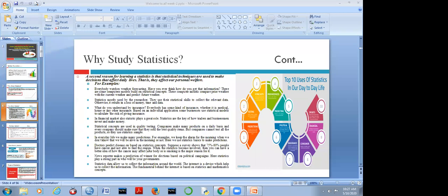News reporters, media organizations. Nowadays media is full of news. News reporters make a prediction of the winner of an election. I took some examples; there are a lot of examples on the basis of statistics. Media persons or media organizations predict and provide information to the end user or inform the public. Statistical data allows the collection of information around the world.